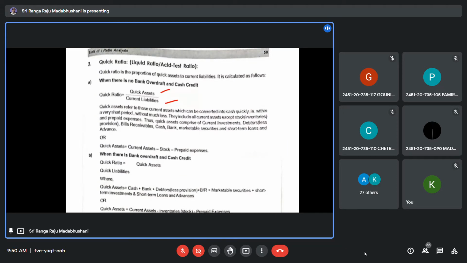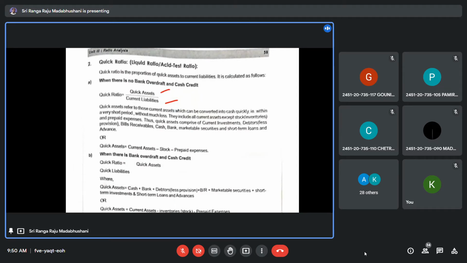But in case of stock, we are not in a position to sell all the stock overnight. And expenses paid in advance, at any cost, we are not able to realize them. So the unsold stock and prepaid expenses are not easily convertible into cash. So those assets which are convertible into cash easily, quickly, only those we will consider. So that is quick assets. Quick assets by quick liability.